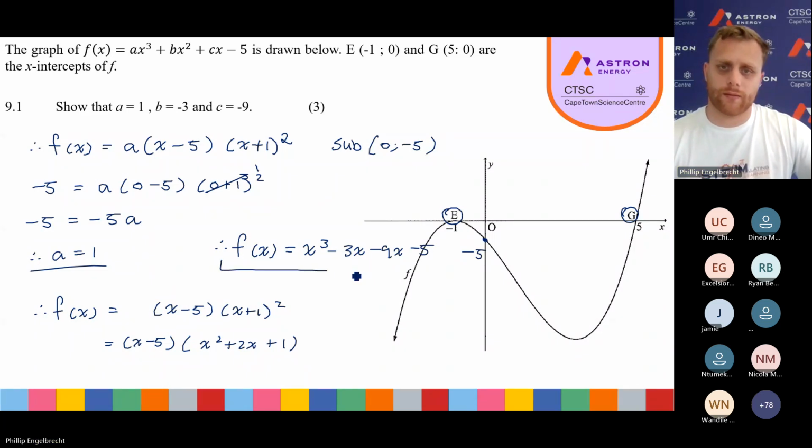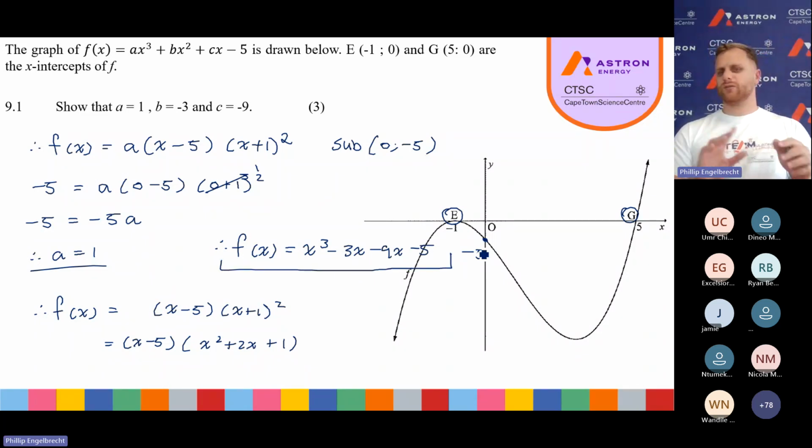This is just basically multiplying out your brackets. But guys, if you multiply it out properly, you get that f of x is x cubed minus 3x squared, minus 9x minus 5. And that is the equation for this function.